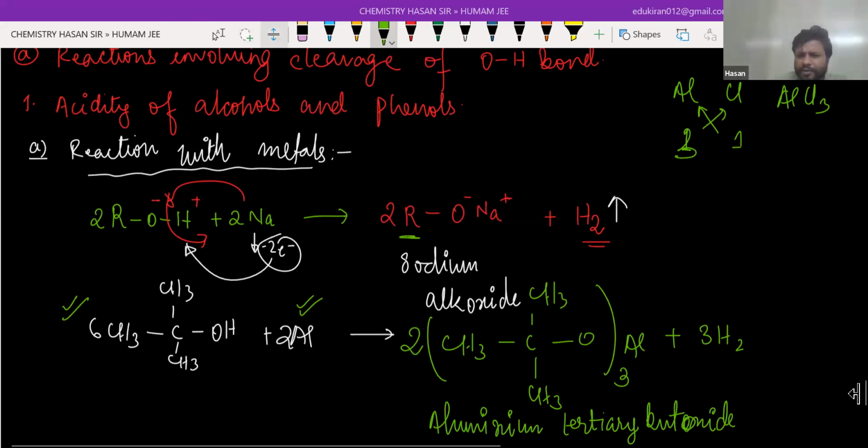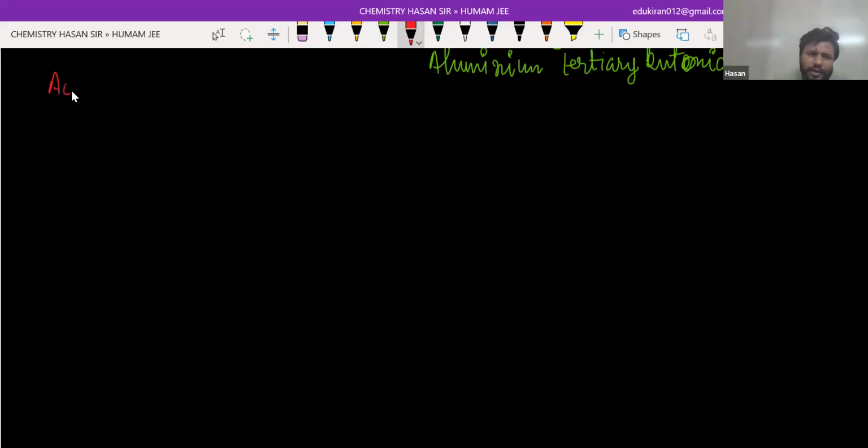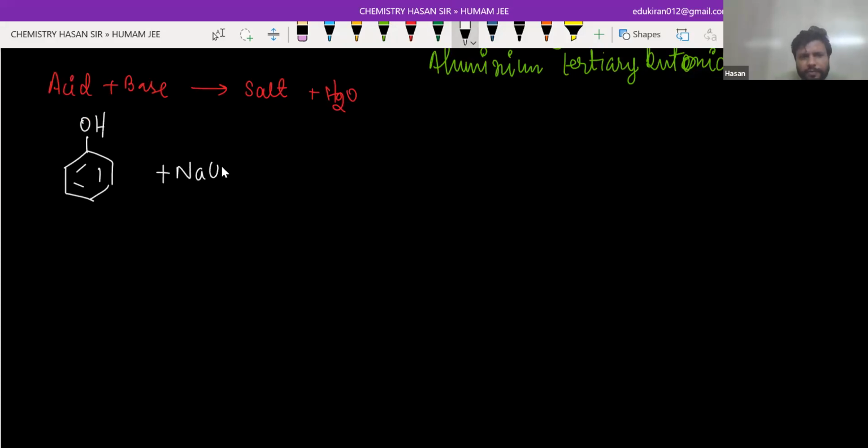Now the alcohol reacts with metal because it is acid, so it gives you salt plus hydrogen gas. You also know that when acid reacts with base, what forms? There will be formation of salt as well as water. Now you can see, first I'm going to show you phenol or alcohol. And phenol is also an acid. Okay, this is your phenol. I'm going to take it, and you are going to react this with NaOH.